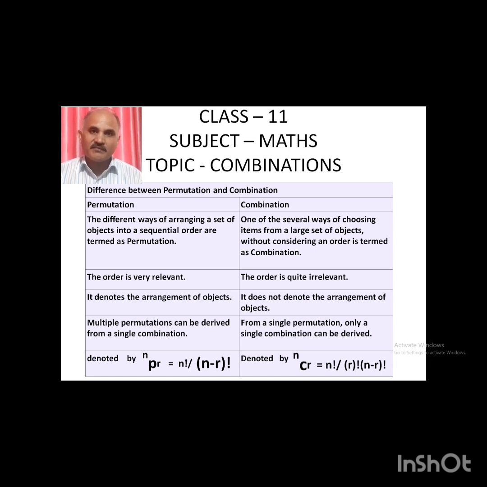Permutation is denoted by nPr, which is equal to n factorial upon n minus r factorial. Children, again, factorial means the mathematical operation which represents the multiplication of all numbers between 1 and n. Combination is denoted by nCr, n being the total number of objects, which is equal to n factorial upon r factorial multiplied by n minus r factorial. So all this is about combinations, permutations and the difference.